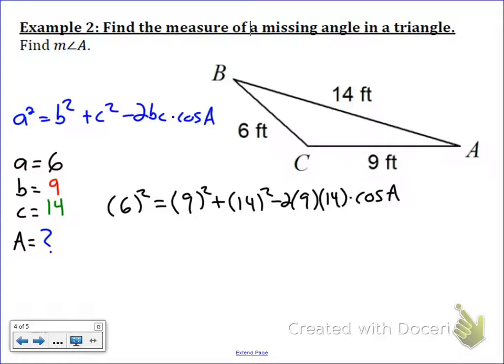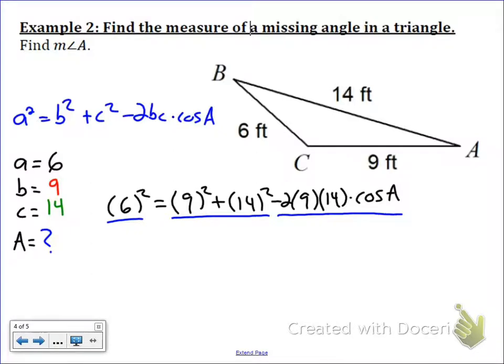So this one's a little bit trickier than the previous problem we just did, and we're going to need to simplify. Let's break this down into 3 parts. There's the 6 squared right here. There's 9 squared plus 14 squared. And then you've got this negative 2 times 9 times 14 times cosine of A. And we're going to do each one of these parts individually and just break them down.